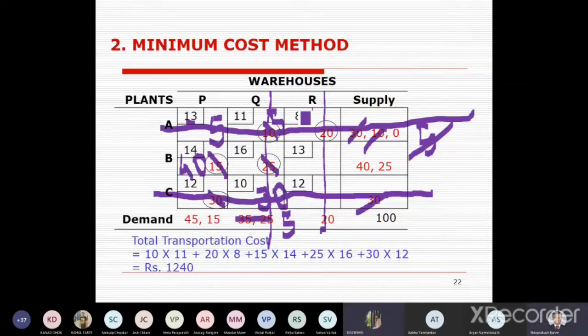Yes, sir. In this method, we have considered these cost figures, and depending on the available matrix, wherever is the minimum cost, we have allocated the cells. This is the only basic difference between northwest corner method and minimum cost method, right?